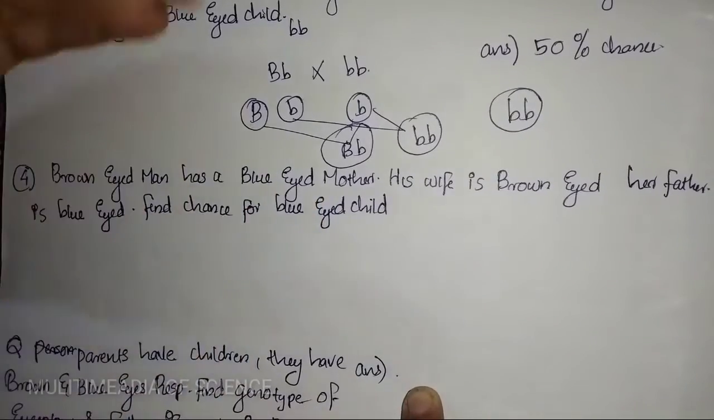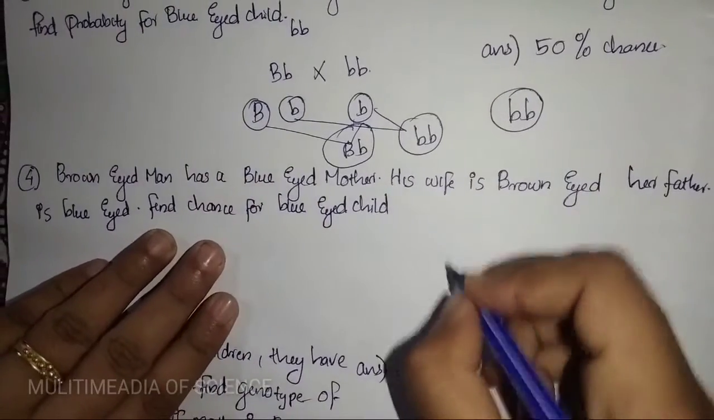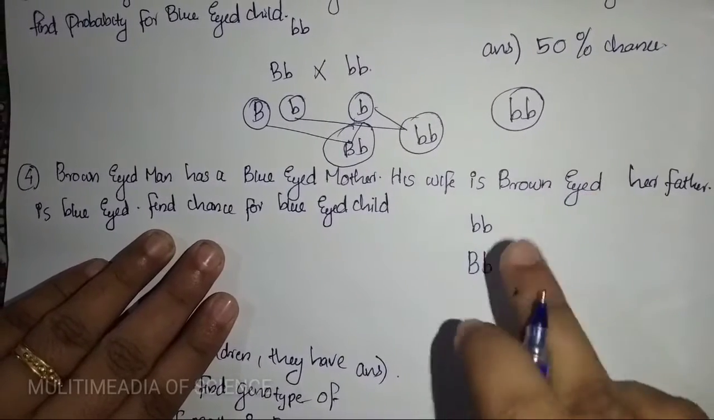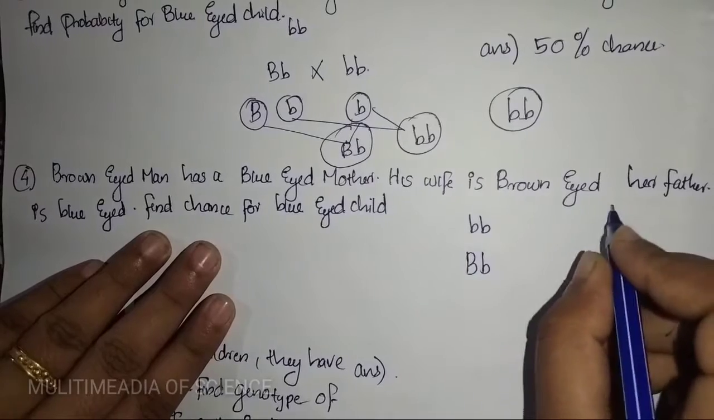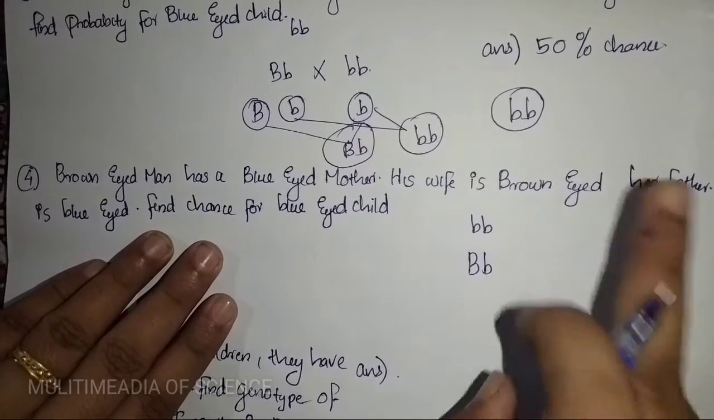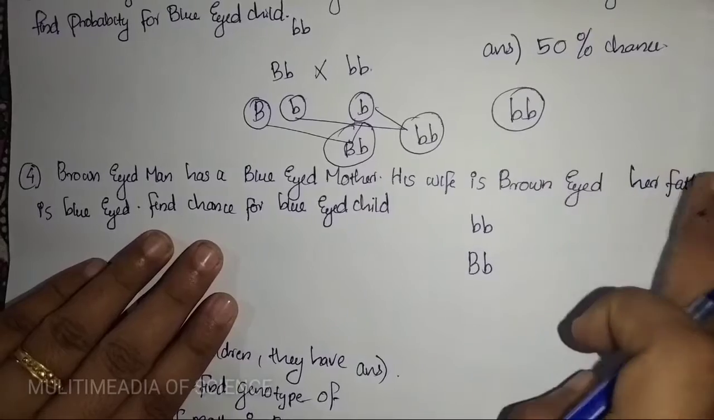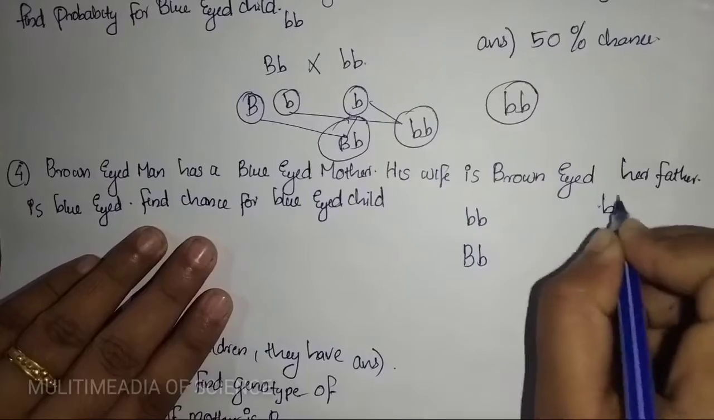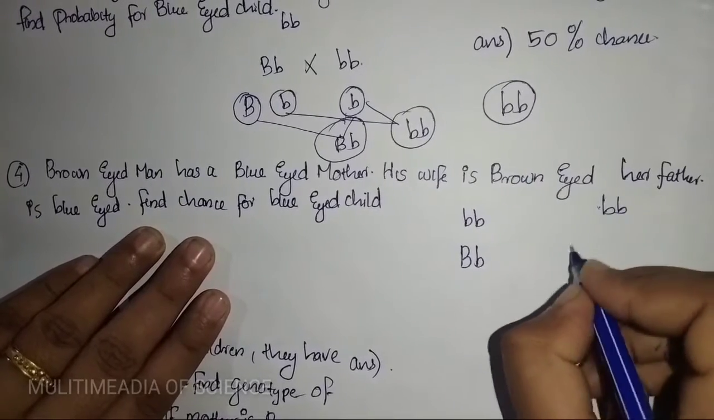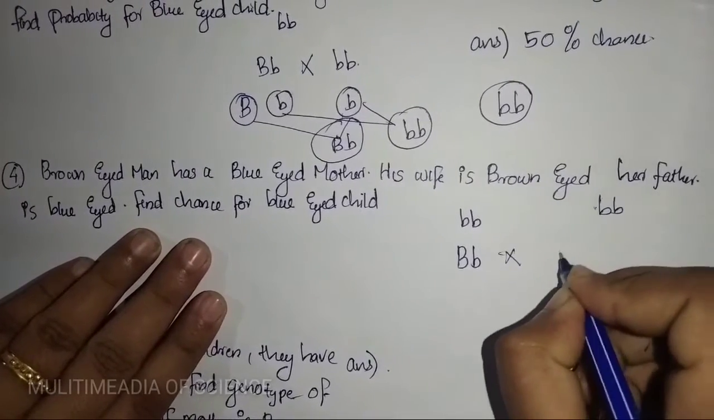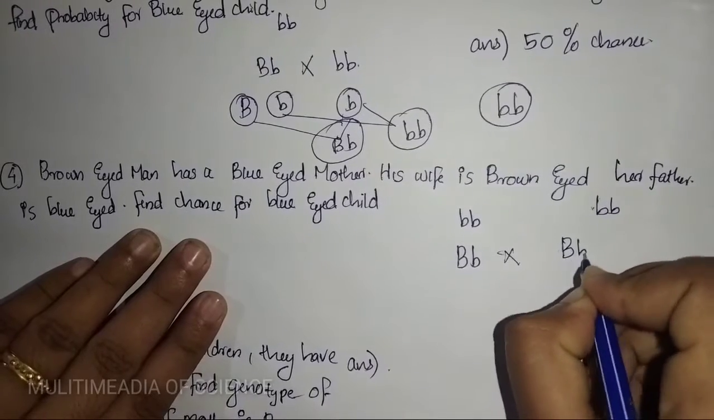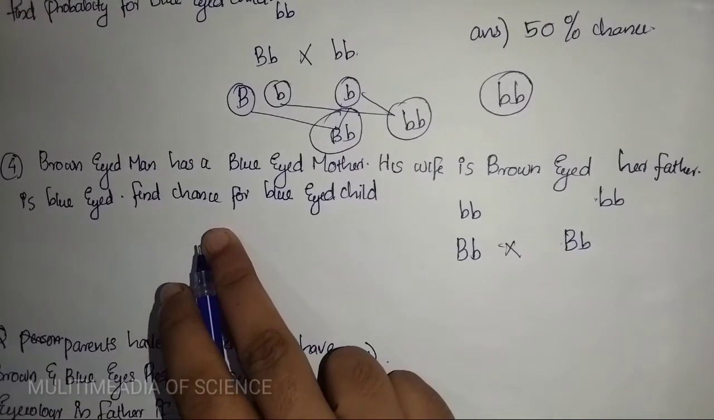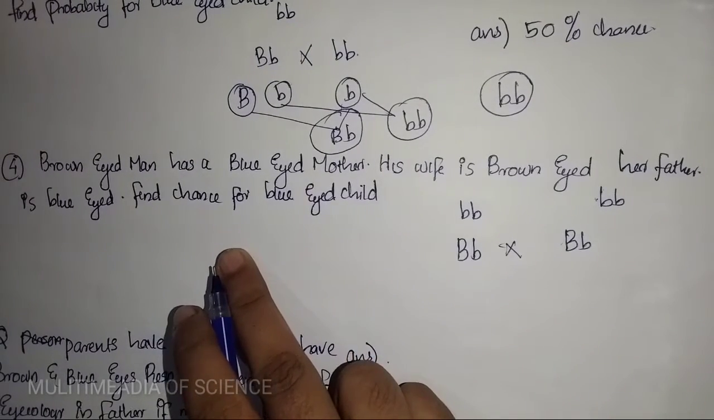Then our next question is, the brown-eyed man has a blue-eyed mother, as usual in the previous question. The brown-eyed man has a blue-eyed mother and his wife is brown-eyed. Okay, his wife is brown-eyed and her father is blue-eyed. Okay, clear? Then the question is to find the chance for the blue-eyed child.